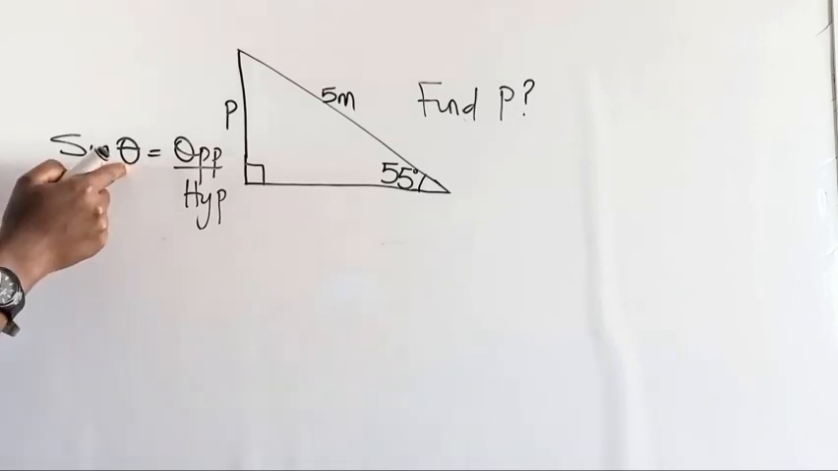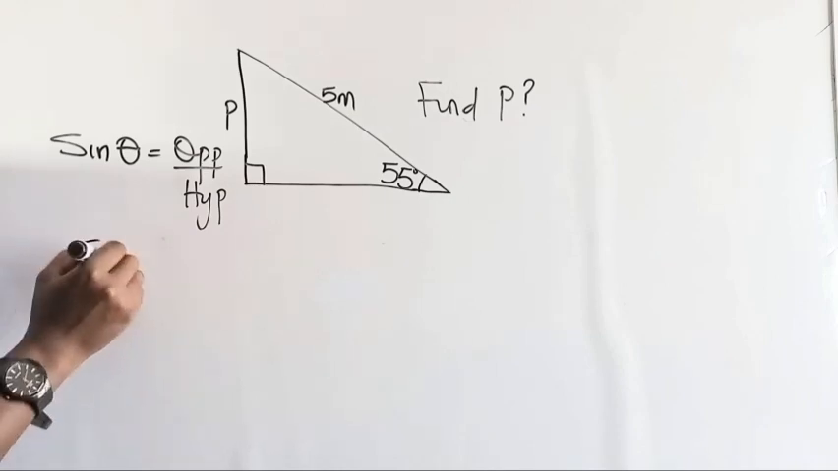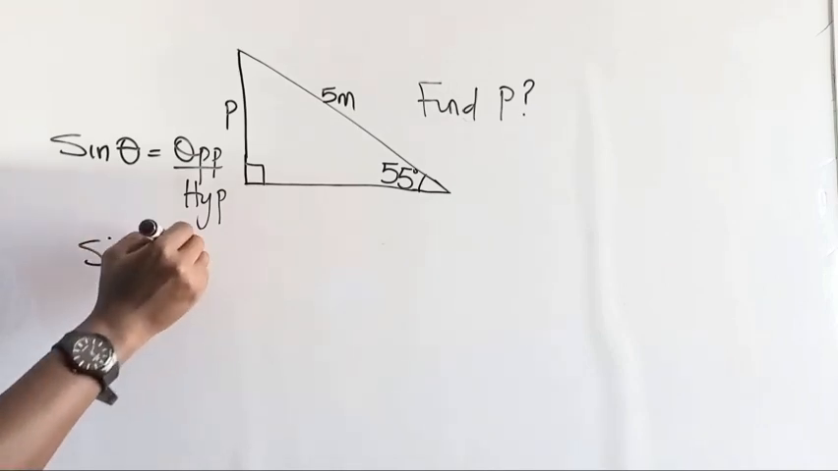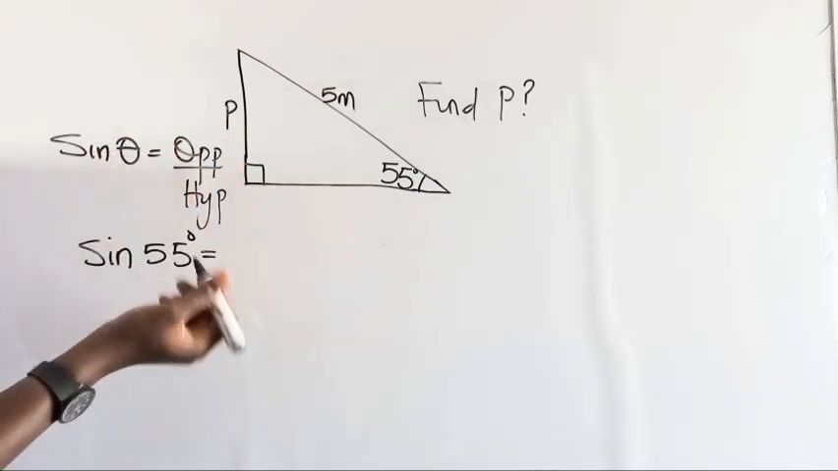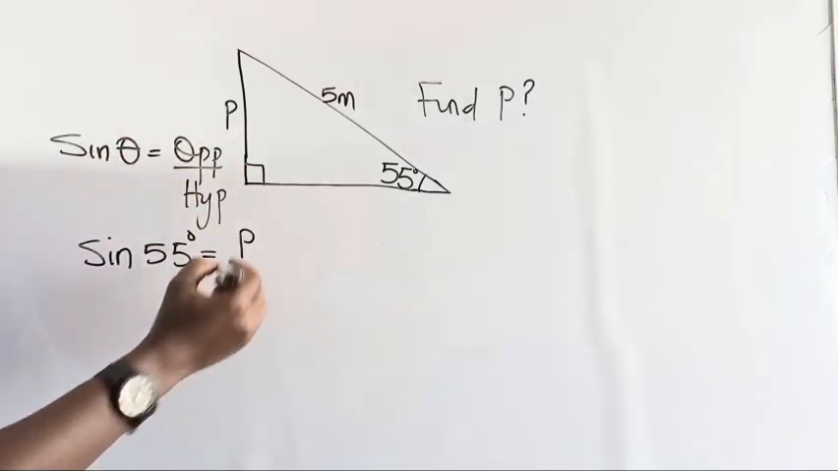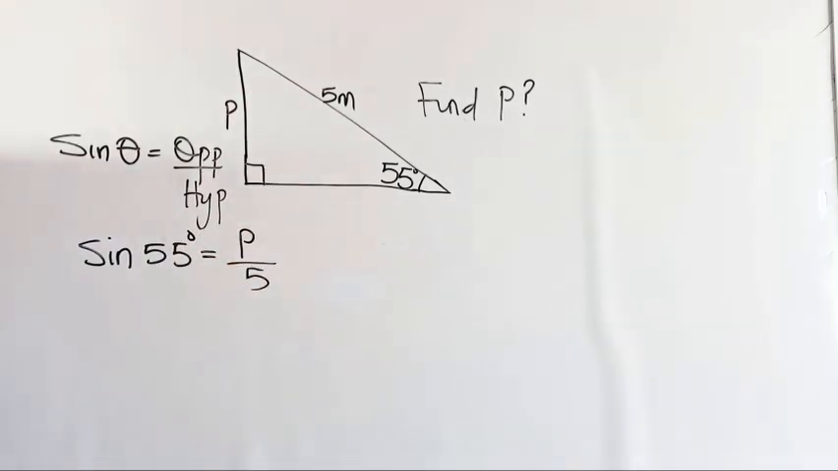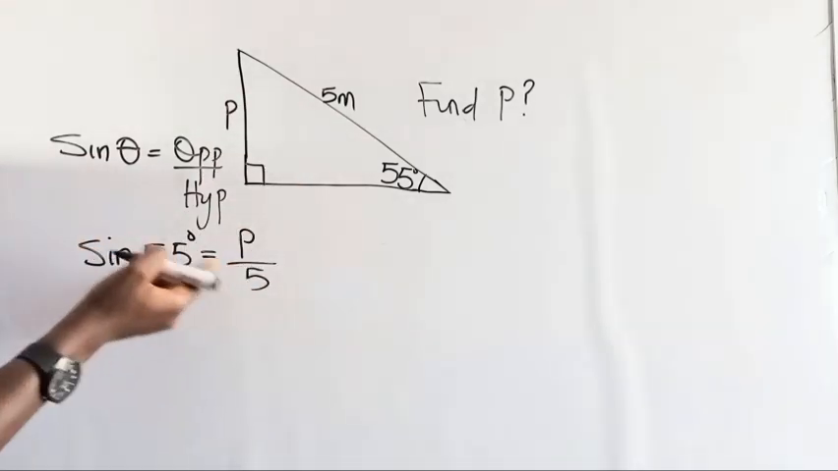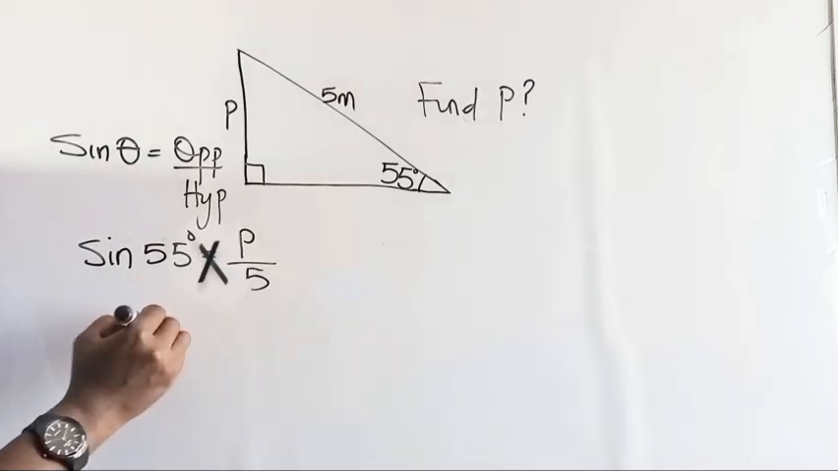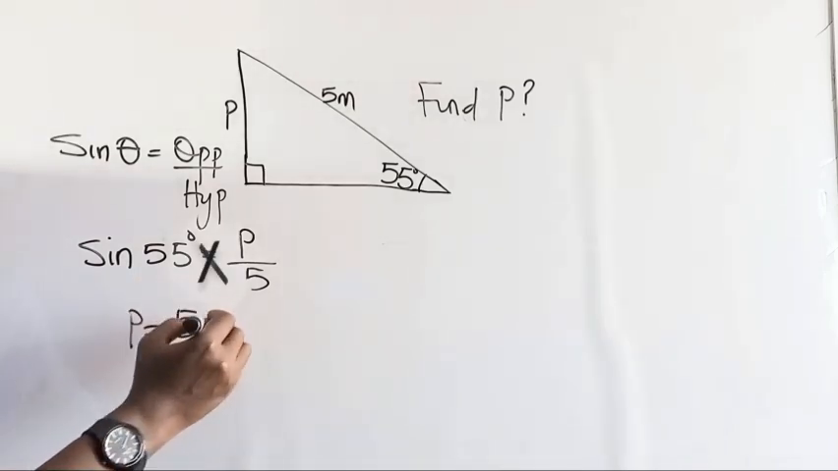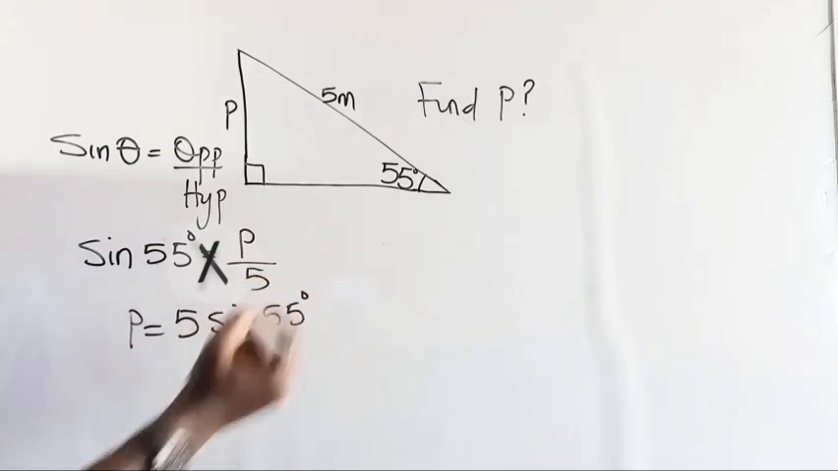Here, theta represents 55. So we put sine 55 degrees equals, the opposite here is side P, which is unknown, all over the hypotenuse, which is 5. At this point, we are going to cross multiply. So P will be equal to 5 sine 55 degrees.